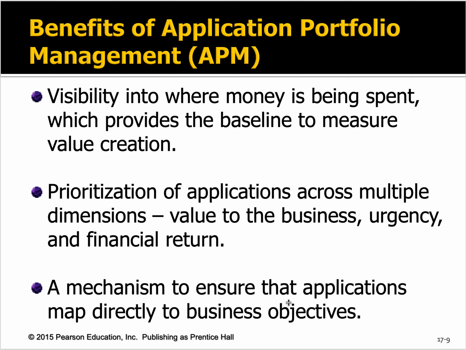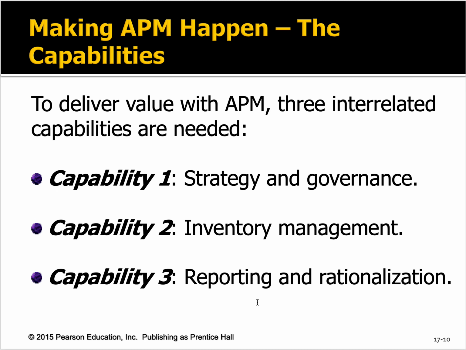And it's also a mechanism to make sure that applications map directly to business objectives. Again, value to business, financial return has to be tied to business objectives. So to do application portfolio management, there are three capabilities that are needed: strategy and governance, which actually sounds like two there, inventory management, and reporting and rationalization.